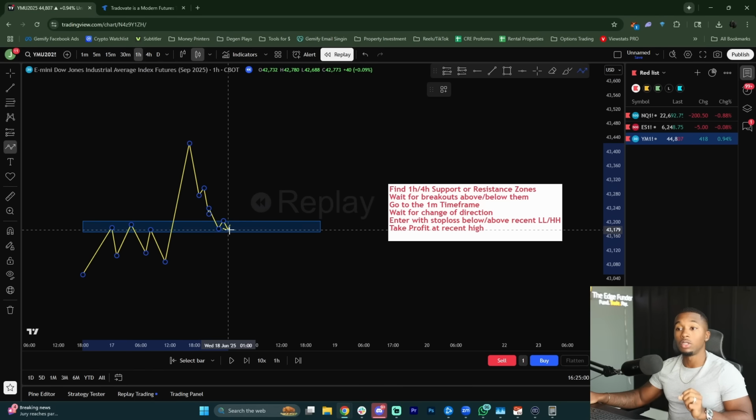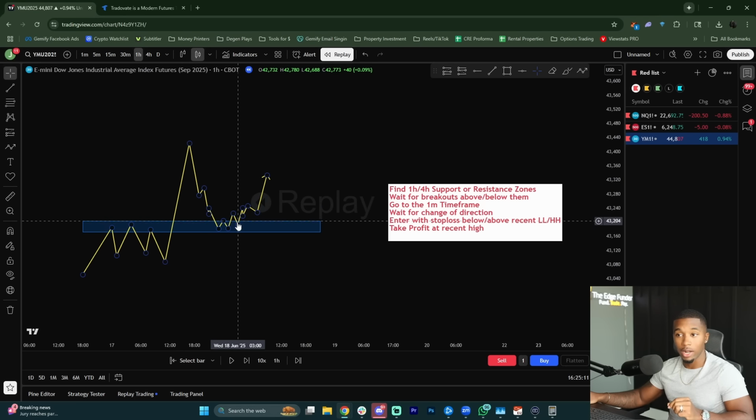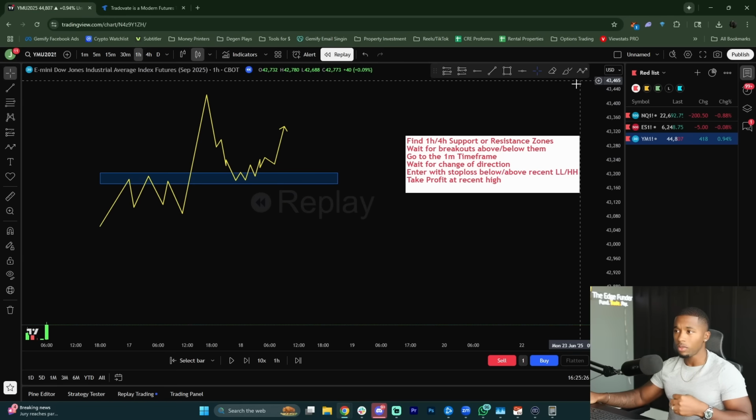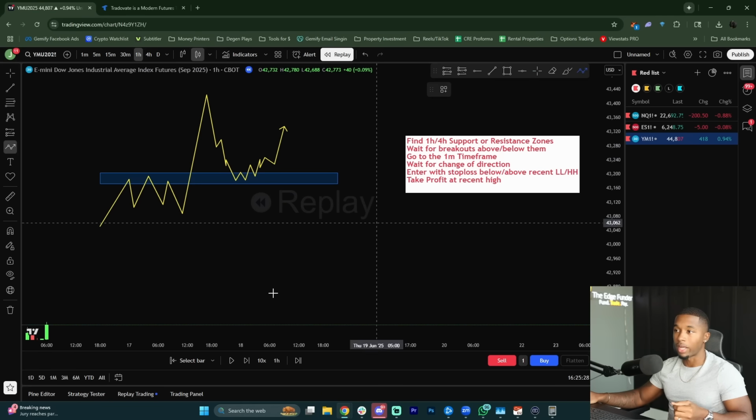As soon as price gets into our zone, we want that to switch and price to start making higher highs and higher lows. That's what we want. As soon as we see price starting to make those higher highs and higher lows, we're entering into the trade. And that's what I mean by wait for change of direction. So wait for change of direction from price creating lower lows and lower highs to then switching and creating higher highs and higher lows.